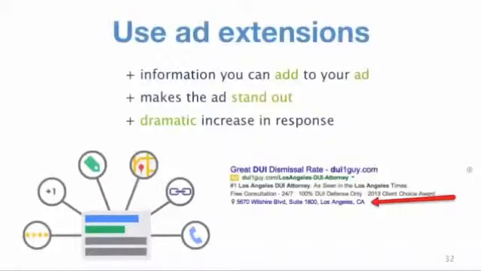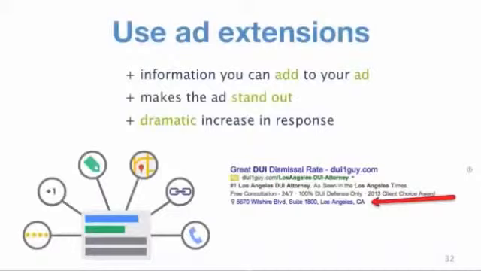Next is use ad extensions. This is one of the most underutilized and most powerful things you can do to your ad campaign to take them to the next level. An ad extension is information you can add to your ad. It makes the ad stand out from other ads, and it will dramatically increase the responsiveness of those ads.